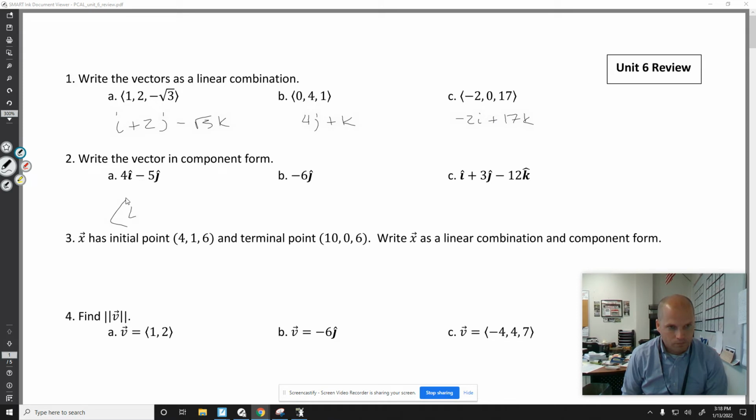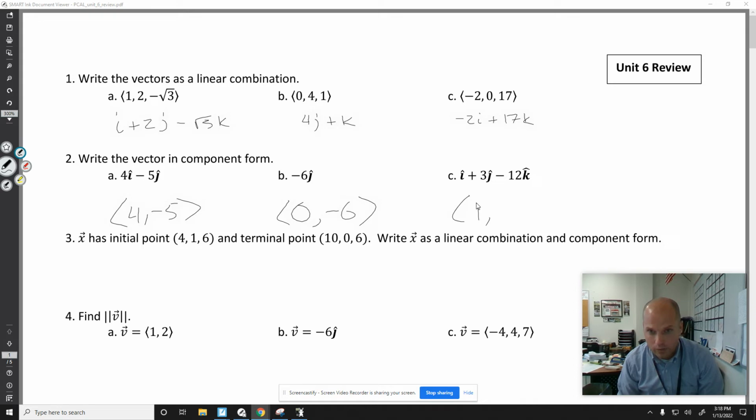Component form is probably easier to understand. It looks like coordinates, but it's a vector. <4, -5> in standard position has the coordinates (0, 0) and (4, -5), but that vector can be anywhere, and we'd say it's equivalent. -6j means you don't have an x component, you just have a y component. Here we have an i, a j, and a k, so we need three-dimensional components.